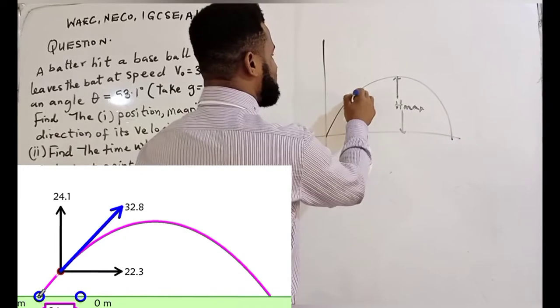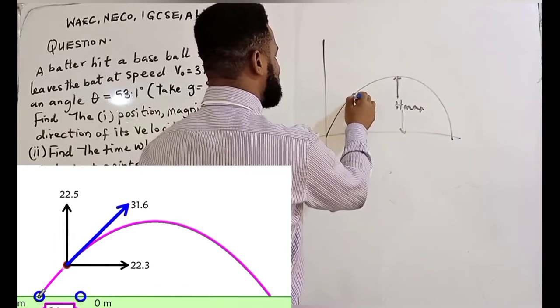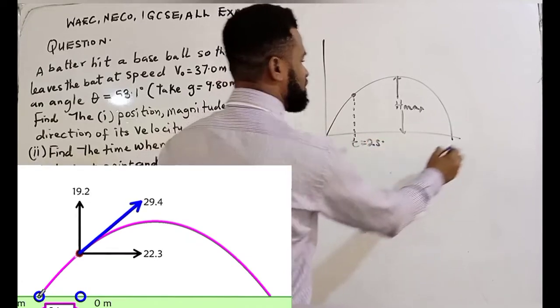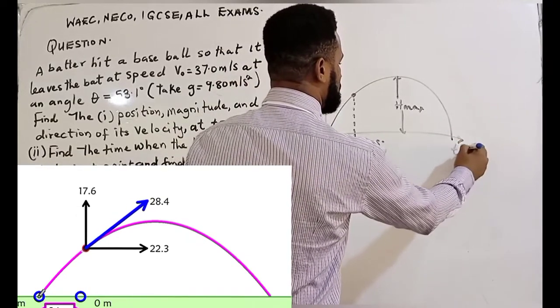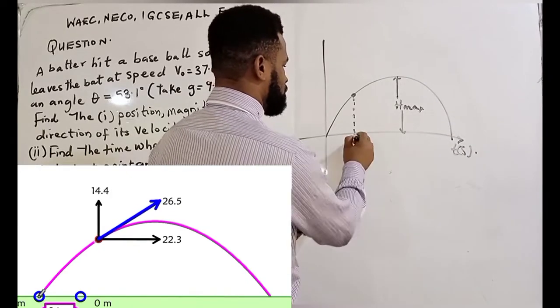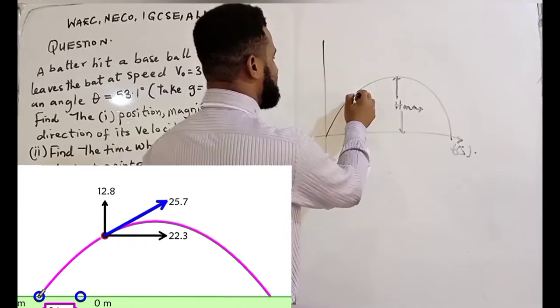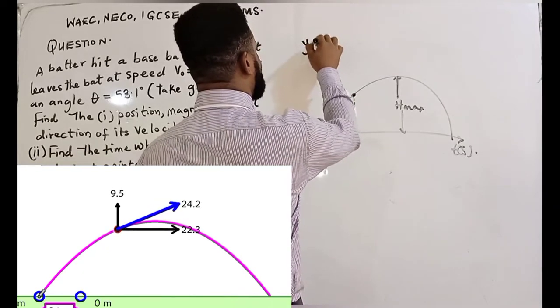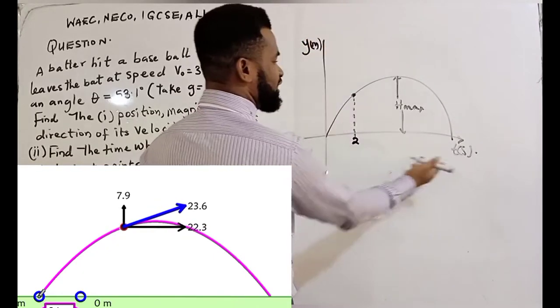So let's assume this is the time t, let's say t is 2 seconds. Assuming I am doing this with respect to time, so let me say that this is 2 seconds. At this time, what will be the height? Assuming I'm measuring this in meters, so I'm saying meter against time.